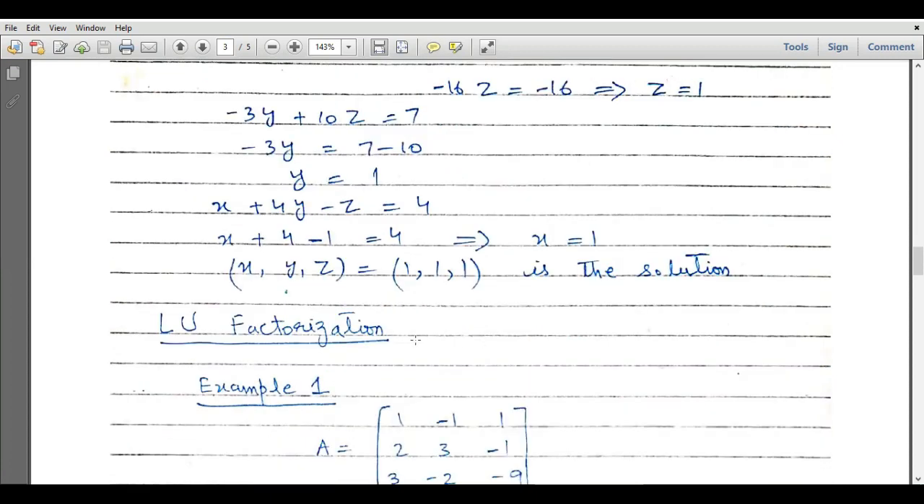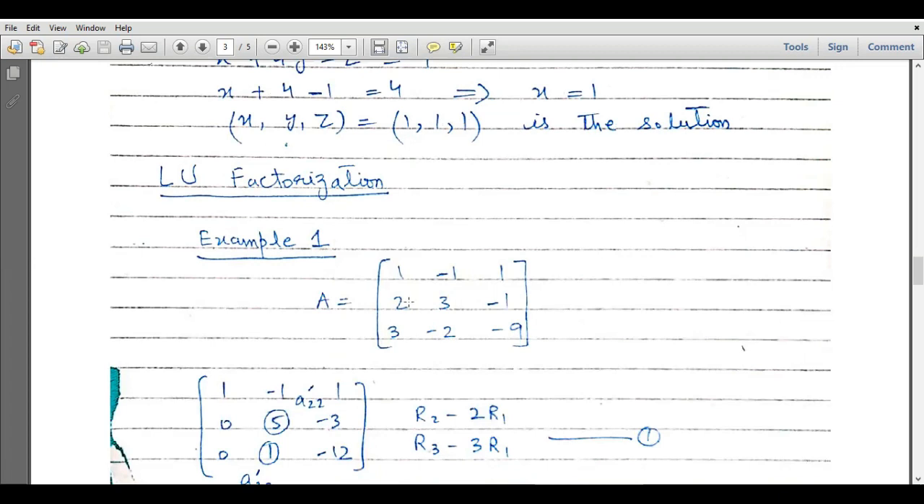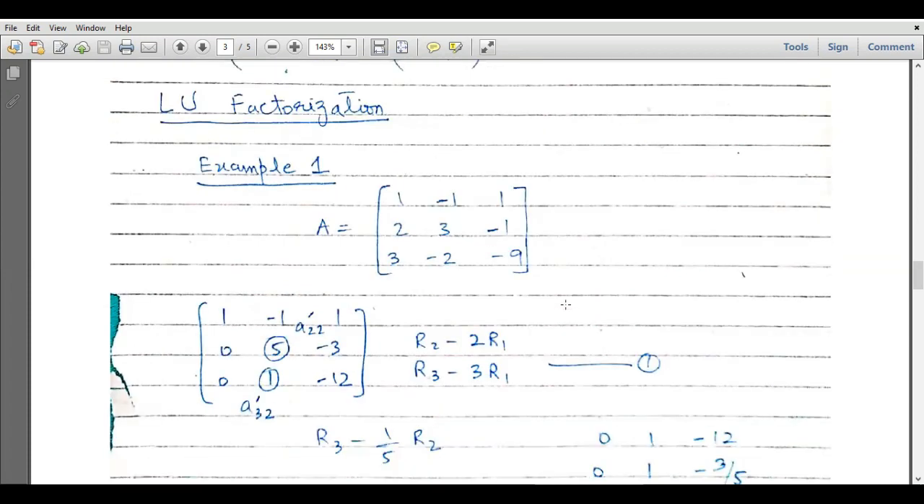Now let's solve some examples of LU factorization, and we are given this example. This is the system matrix, and we have to evaluate the U matrix, which is the upper triangular matrix, and we have to evaluate the L matrix, which is the lower triangular matrix. So first of all, we will perform these two operations. R2 minus 2R1. This will convert this entry equal to 0. Similarly, then we will perform R3 minus 3R1, and this operation will convert this entry equal to 0, and these entries will also change.